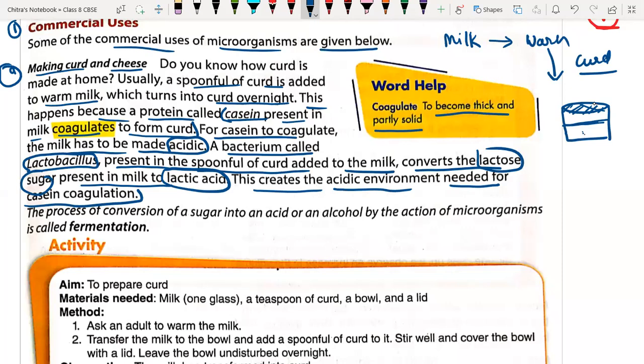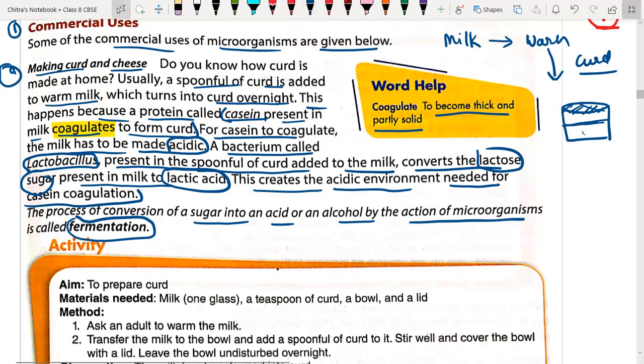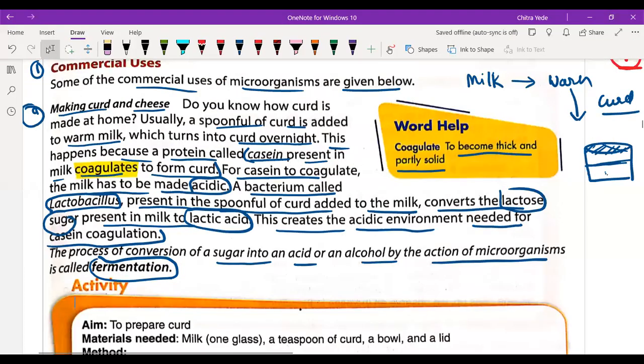The process of conversion of sugar into acid or alcohol by the action of microorganisms is called fermentation. Very important. What is fermentation? Fermentation is the process in which lactic acid or alcohol is formed from sugar or hydrocarbon. This process takes place in the absence of oxygen. That's why it is also called an anaerobic process.